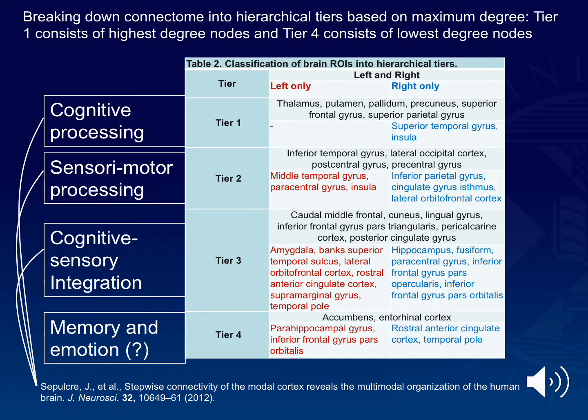The top tier was related to cognition, which is fairly well known. But then we also see a second tier, which is related to sensory motor processing. Below that, there's a third tier, which is cognitive sensory integration. And then below that, possibly related to memory and emotion. And this is based on a paper by Sepulchre et al., the multimodal organization of the human brain.